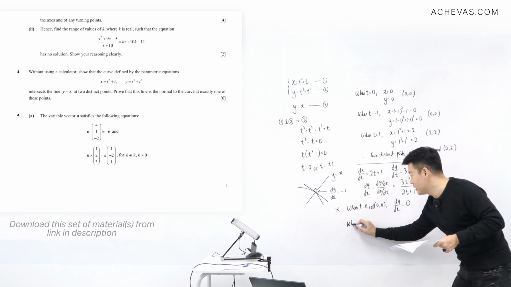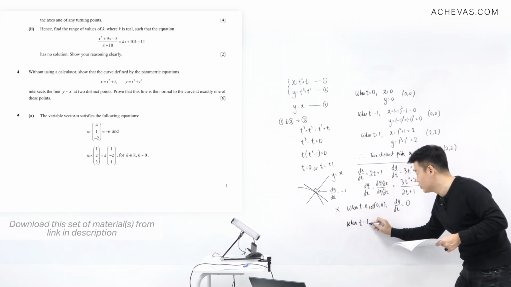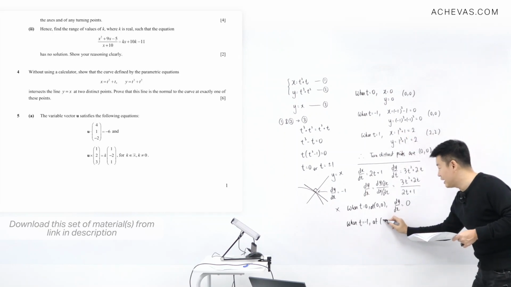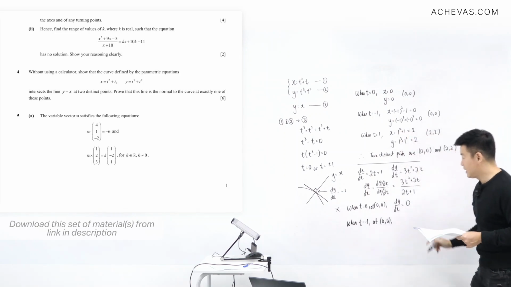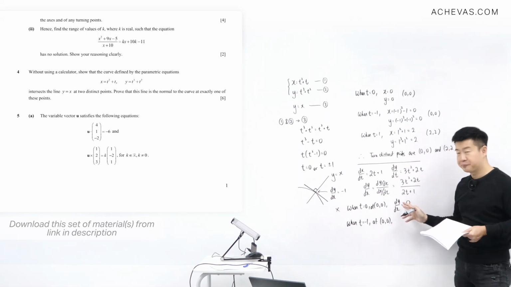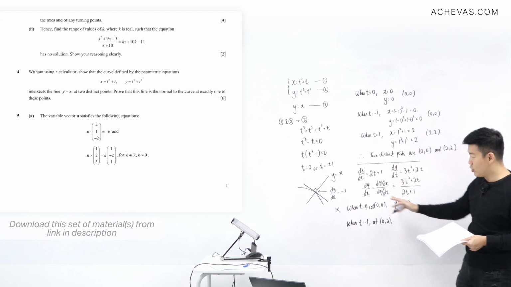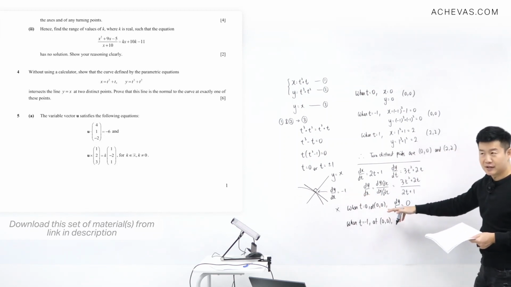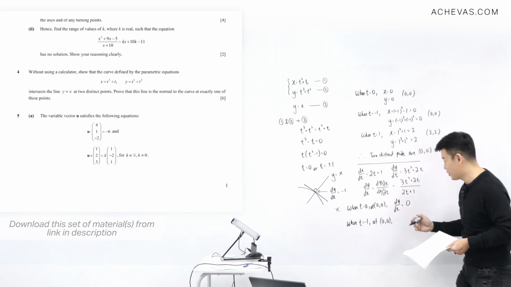And let's see what is going to happen when t is equal to -1. When t is equal to -1, we are again at the point (0, 0). Let's see whether we are still going to get the same gradient as at 0, or will we get something different? They are the same points, but we may be getting different gradients. Let's see whether this is possible.